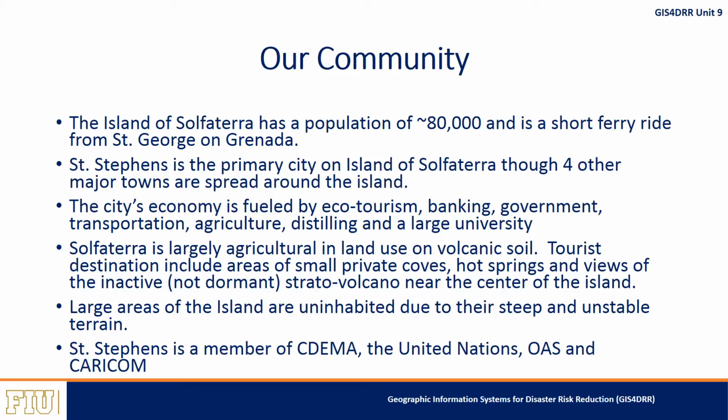Solfatara is largely agricultural in land use and is on volcanic soil. Tourist destinations include small areas of private coves, hot springs, and views of the inactive, though not dormant, stratovolcano near the center of the island. Large areas of the island are uninhabited due to their steep and unstable terrain. St. Stephen's is a member of SEDIMA, the United Nations, OAS, and CARICOM.